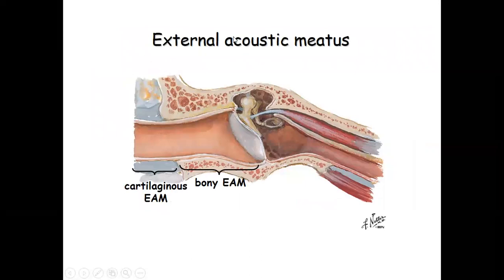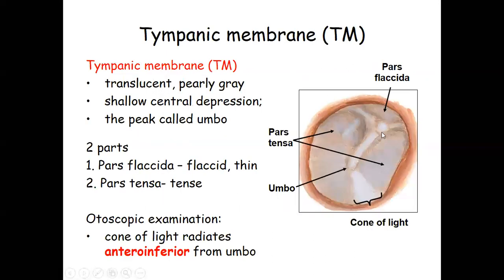Okay, so you can see here, this is another picture just to show you the cartilaginous part and also the bony part. The tympanic membrane is a translucent, pearly gray structure. It has a shallow central depression, and the peak part here is known as the umbo.